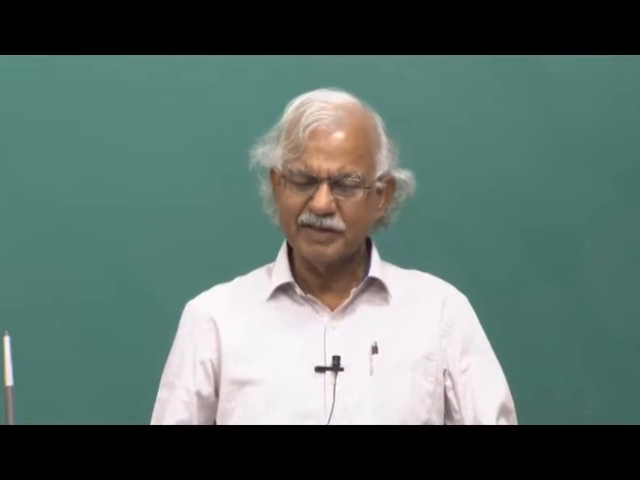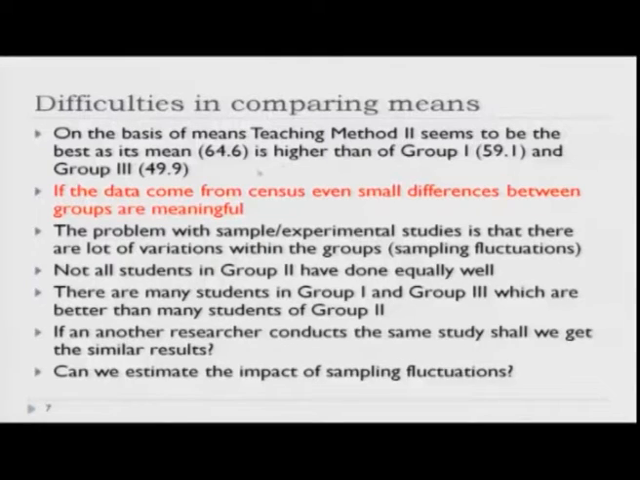The difficulty in comparing means is that on the basis of means, certainly teaching method 2 seems to be the best, as its mean 64.6 is higher than that of teaching method group 1 and group 3. Their means are lower, 59.1 and 49.9. If the data come from a census, again even small differences between groups are meaningful. But the problem with sample or experimental studies is that there is a lot of variation within the group, which can be called variations due to sampling fluctuations.